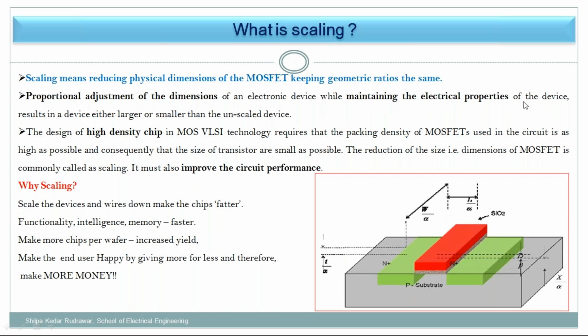Although I'm changing the parameters, I'm scaling down different parameters, the device should work properly. Electrically it should be working as a MOSFET only. If its VI characteristic or property is changing, there is no meaning for that. So while scaling, you need to take into consideration that whenever you are scaling down the device, the properties of the device should remain proper. It should get enhanced. It should not deteriorate.